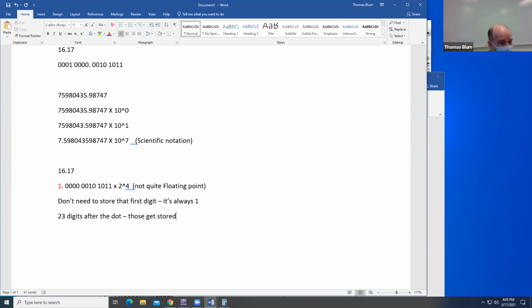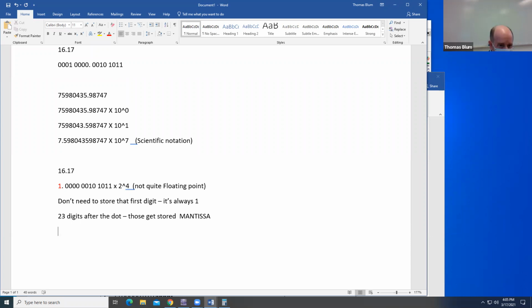For floating point we pick 23 digits that we're going to keep after the dot, and we're going to store all of those. Okay. That is known typically as the mantissa. So that's just vocabulary. That's called the mantissa.